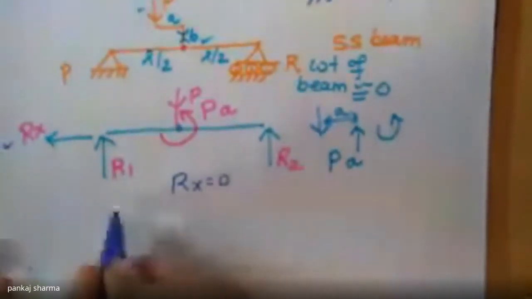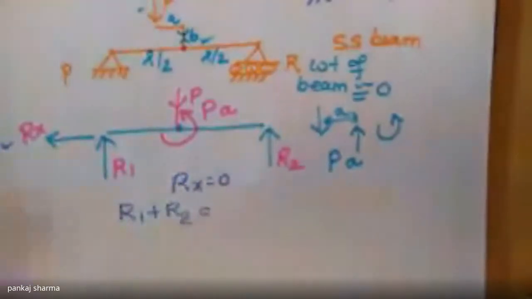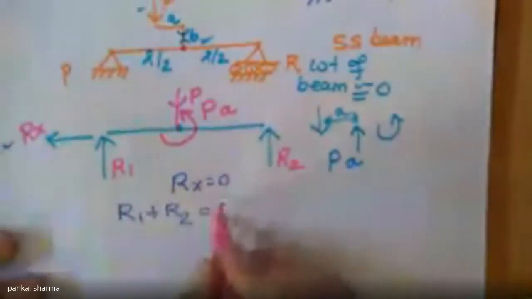Initially, it is simply a structure, so it satisfies the equations of equilibrium. So we can write R1 plus R2, sigma Fy equal to 0. So R1 plus R2 equal to P. Equation first.